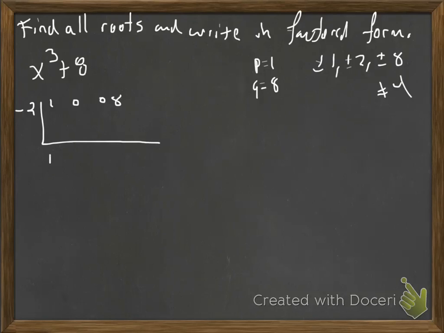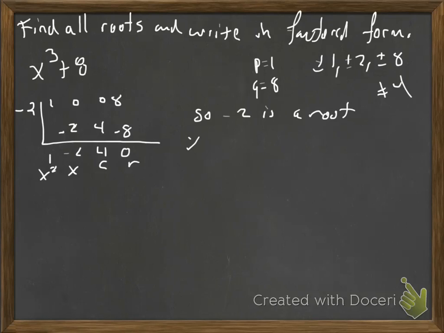So we have an x cubed, we don't have an x squared, we don't have an x, so that's why there are 2 zeros there, and then the constant is 8. Let's bring down the 1. 1 times negative 2 is negative 2. Negative 2 times negative 2 is 4. Bring down the 4. Negative 2 times 4 is negative 8. So we have a remainder of 0. Constant is 4, x is negative 2, and the x squared is 1.